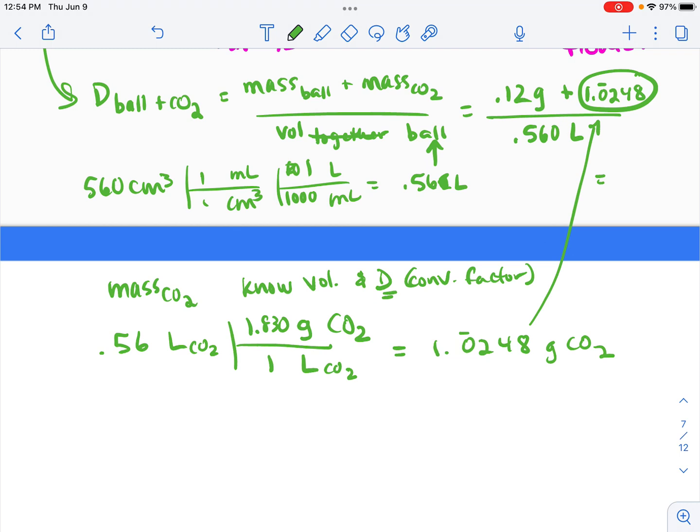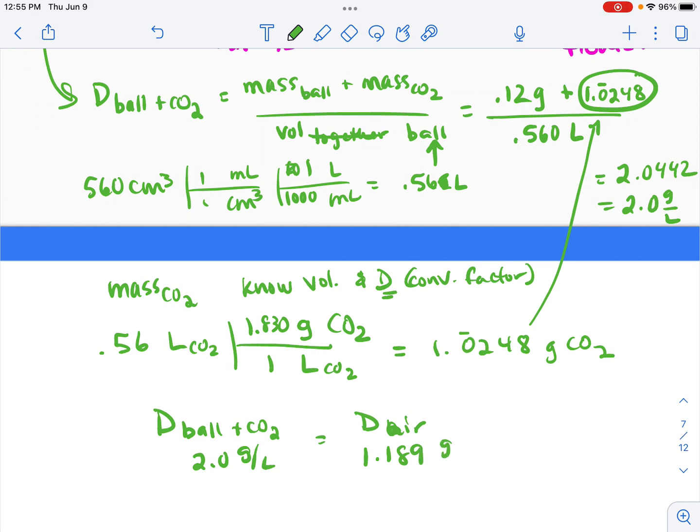And so this gives me the density of the ball as 2.0442, which I'm going to round to 2.0 grams per liter. The ball with carbon dioxide in it, right? So the density of the ball plus CO2 is 2.0 grams per liter, and the density of the air is 1.189 grams per liter. And now the density of the ball is more than the density of the air, so the ball filled with carbon dioxide will not float, it will sink.